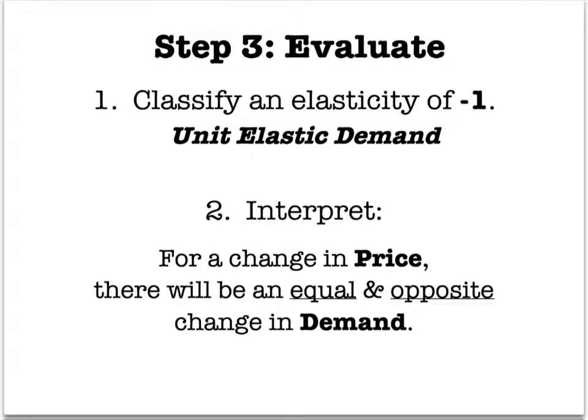Okay, step 3 involves evaluating our calculation. And based on our prior slides, an elasticity of 1 indicates a unit elastic demand. And the negative aspect of this indicates an opposite effect, basically. And our interpretation of that is, for a change in price, there will be an equal and opposite change in demand. In other words, if price goes up, demand goes down.